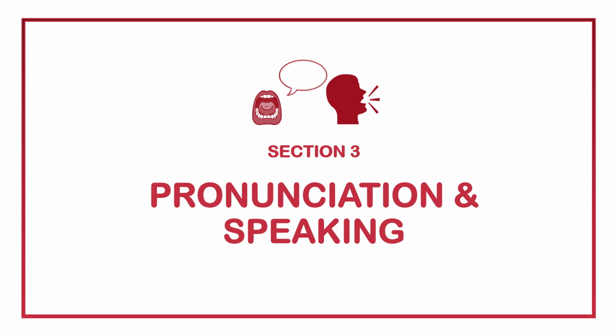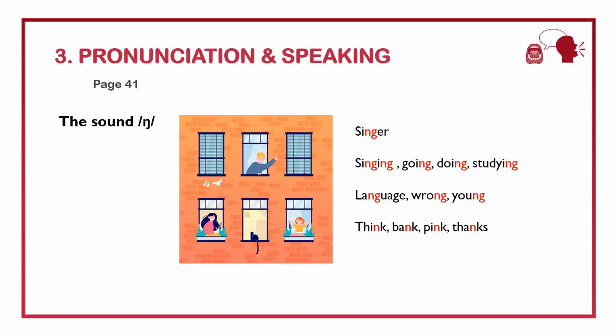Section 3, pronunciation and speaking. For this section, we're gonna focus on a new sound, and I want you to listen to track 5.14 to the words and sounds, and then listen once more and repeat the words, or listen to me and repeat the words. So please look at a word singer, singer. As you hear, I don't say singer. I don't pronounce N and G very clearly. I say singer, and that's the sound ing.